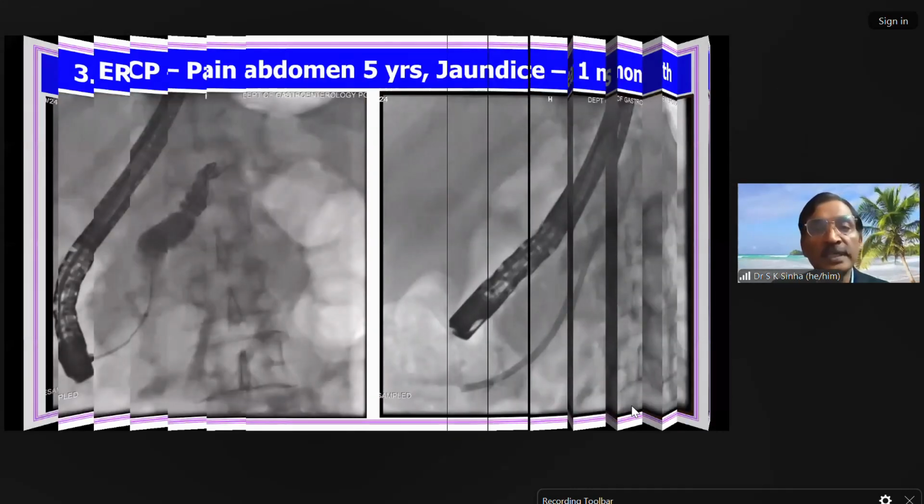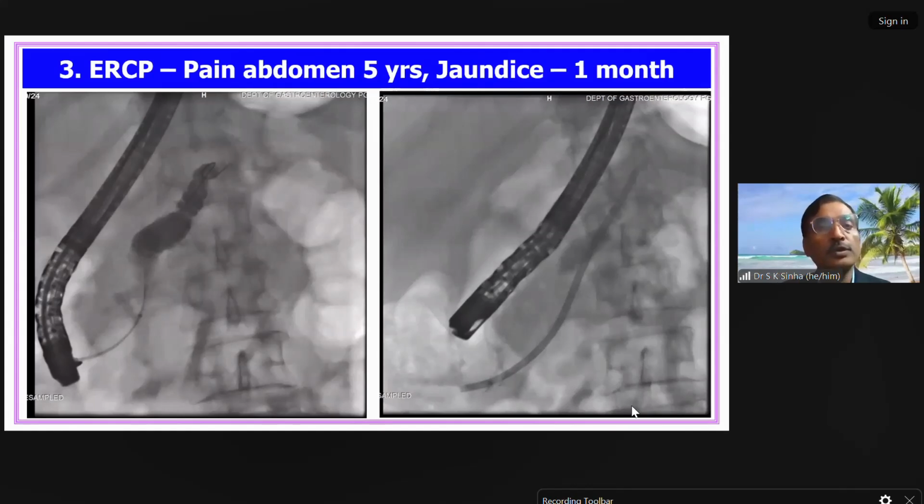Another patient. This patient also had a history of pain abdomen for 5 years and jaundice for 1 month. So obviously you understand that again, one of the differential diagnoses will be chronic pancreatitis, but the patient is also jaundiced. So we will have to study the bile duct also. Prior imaging showed that there is a dilated bile duct.